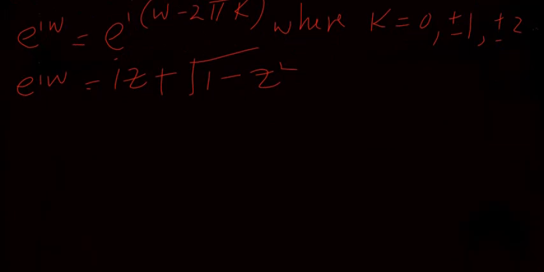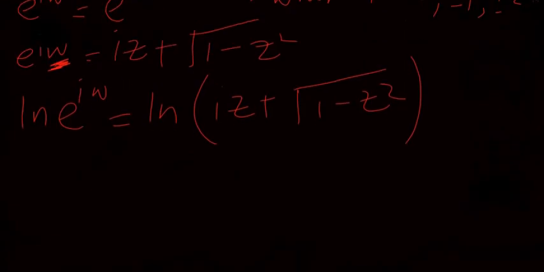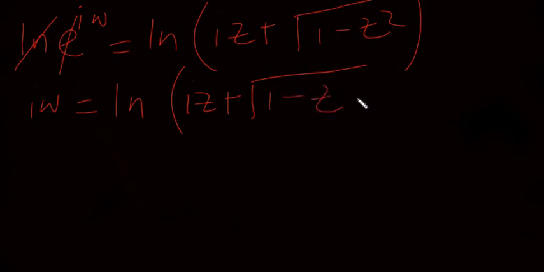Remember, my w is equal to sine inverse of z. So if I get the value of w, I will have gotten the value of sine inverse of the complex number z. Now multiplying both sides by ln, we have the natural logarithm of exponential iw is equal to ln of everything in this bracket, that is iz plus the root of 1 minus z squared. Yes, correct. Exponential will cancel with the natural logarithm. So we have iw is equal to the natural logarithm of iz plus the root of 1 minus z squared.